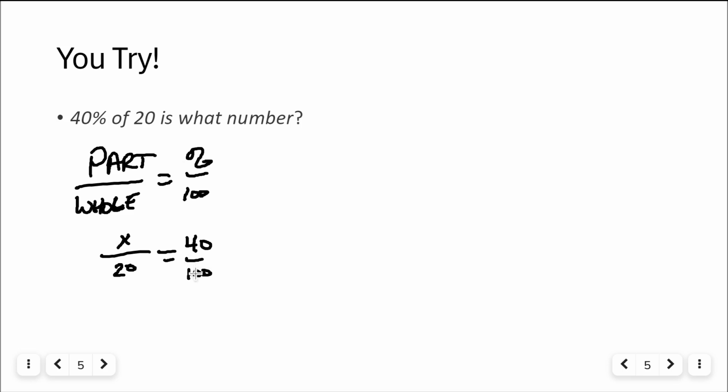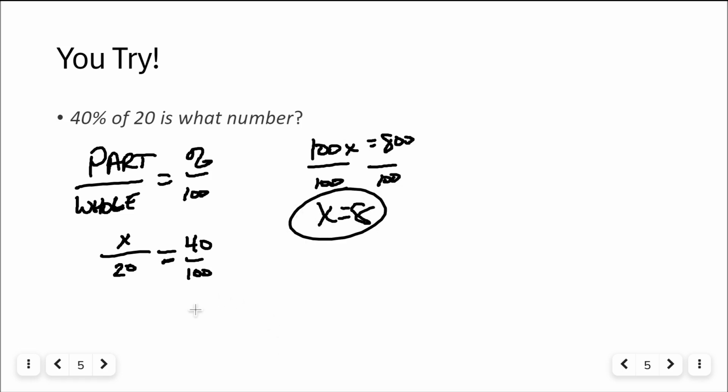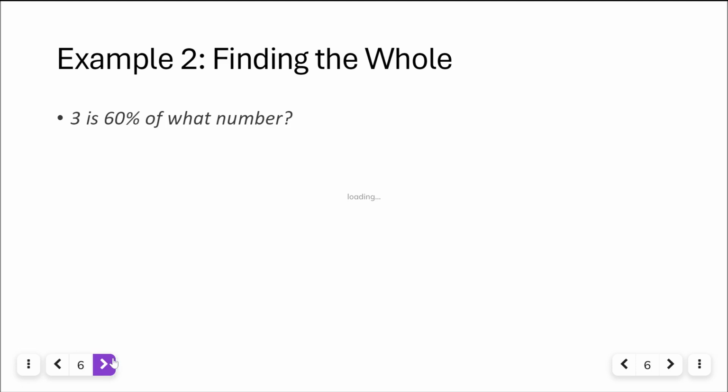So the whole number is 20, and the part is what I want to know. So I'm going to cross multiply. These are two equal fractions. 100 times x is 100x, and 40 times 20 is 800. And I'm going to divide both sides by 100, and I have x equals 8. And there's my answer. I don't need to write a percent sign after the 8 because it's a number, right? Is what number? It's not a percent. The percent was 40%. It's over here.